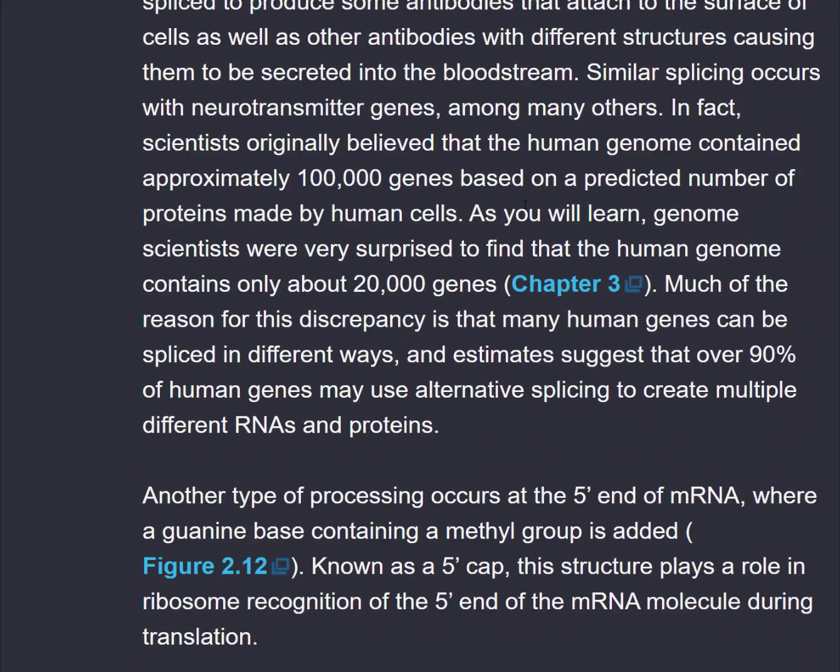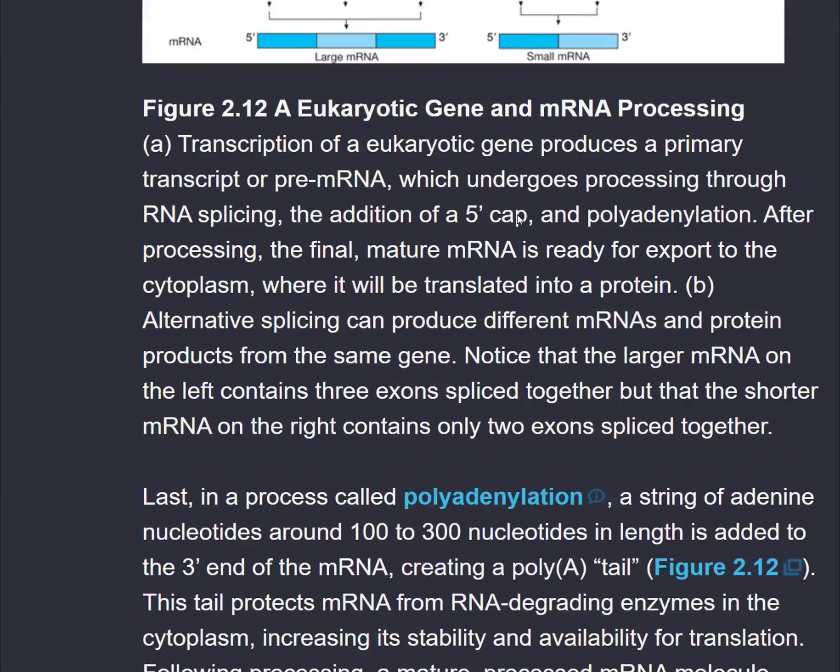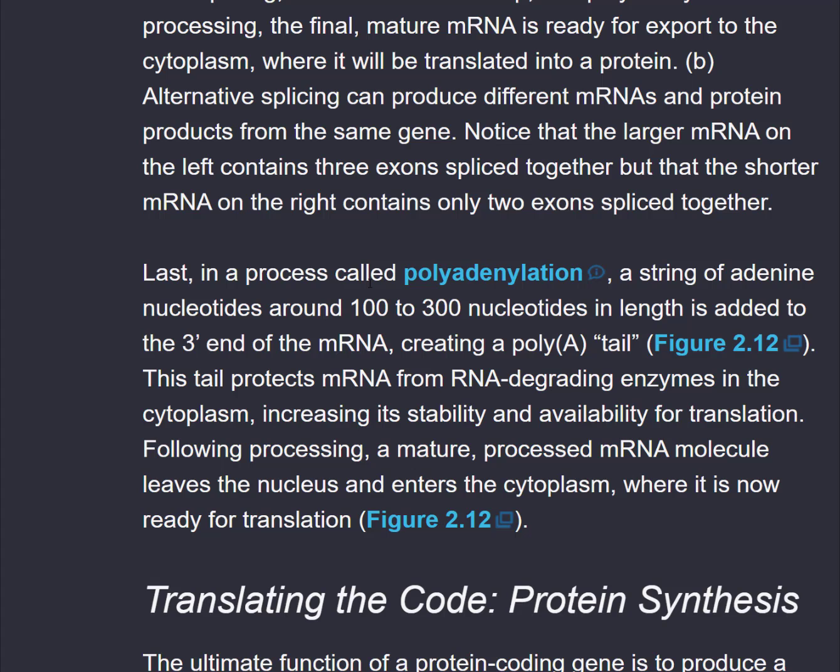Next is polyadenylation. Polyadenylation is the addition of a short sequence or tail of adenine, A, nucleotides to the 3' end of an mRNA molecule. It occurs during RNA splicing in eukaryotes. The poly A tail is important for mRNA stability in the cytoplasm.